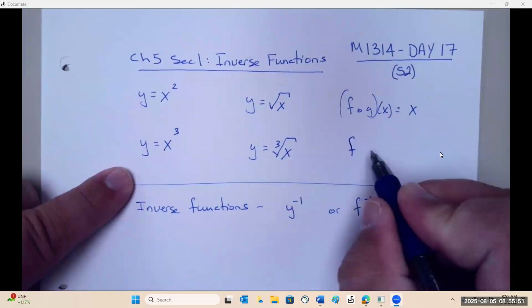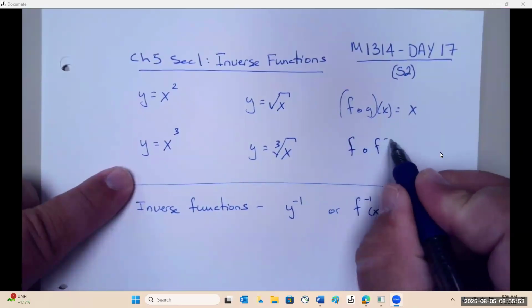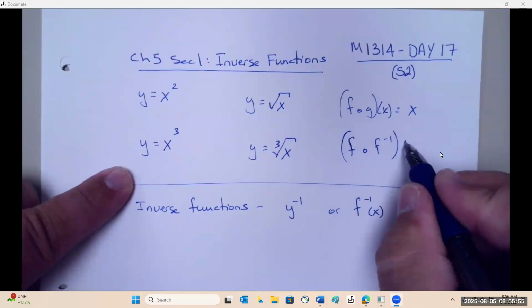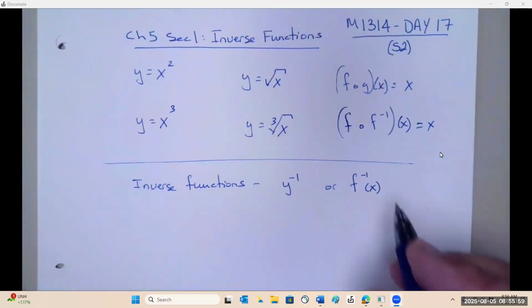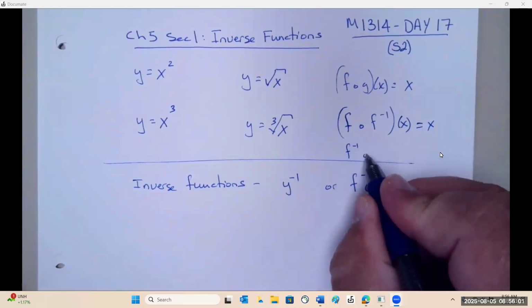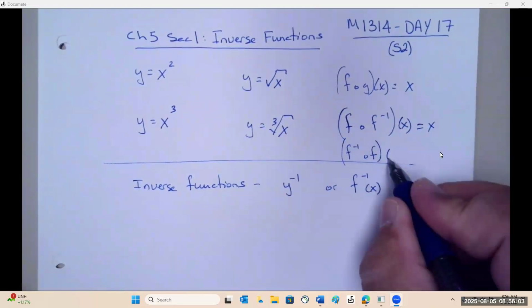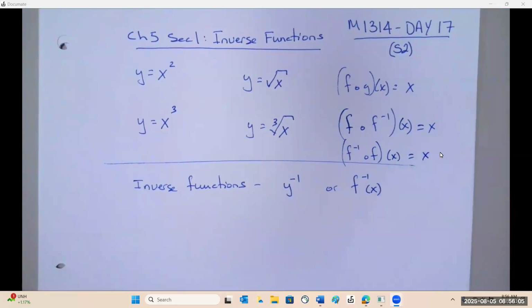So what we're looking at here is this is going to be one of our tests. And also, because of that, it has to work both ways. So if you think you have an inverse function, do a composite function with it and see what happens. If everything cancels, you're just left with an X, then it is a true inverse function.